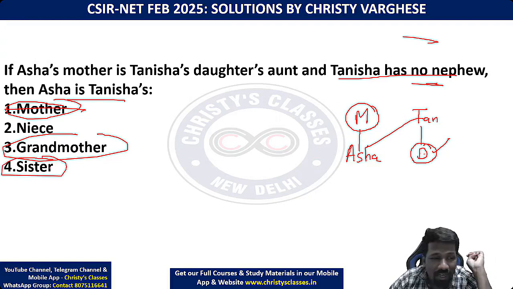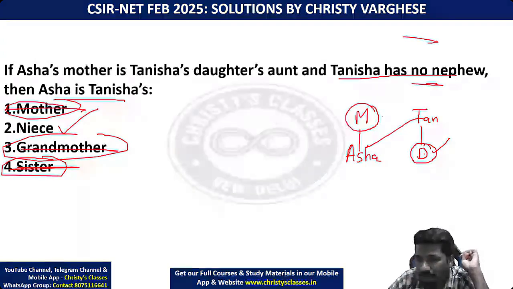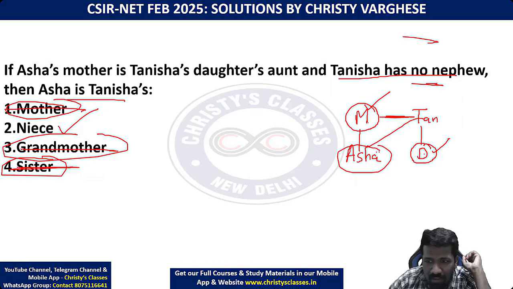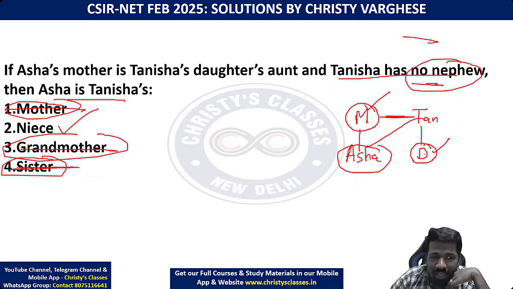Sister, no, it should be the same generation. So these three options are eliminated. Niece is possible. When? Tanisha's sister is this mother, this Asha's mother, and that mother's daughter is Asha. Asha being female is possible because there is no nephew, so niece is possible. So Asha can be female. So niece is the correct answer.